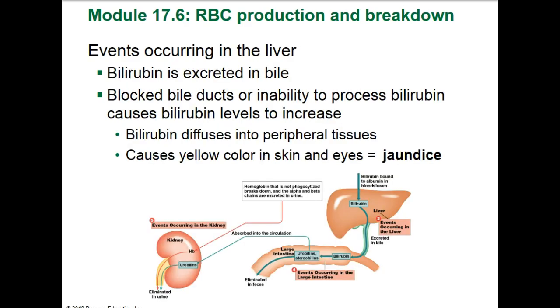Okay, within the liver, bilirubin is excreted in the bile, and if you have blocked bile ducts, or an inability to process bilirubin, bilirubin levels will increase. It diffuses into your peripheral tissues, and this is what causes a yellow color in skin and eyes, or jaundice. And you see this in people that may have some cirrhosis or hepatitis because of that very situation.